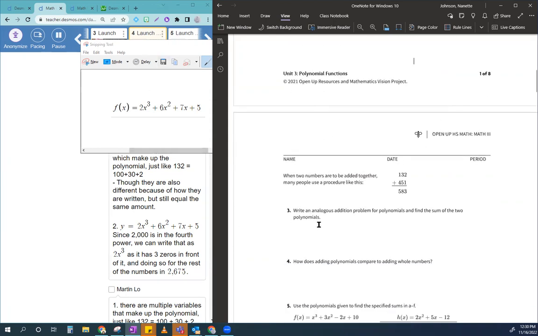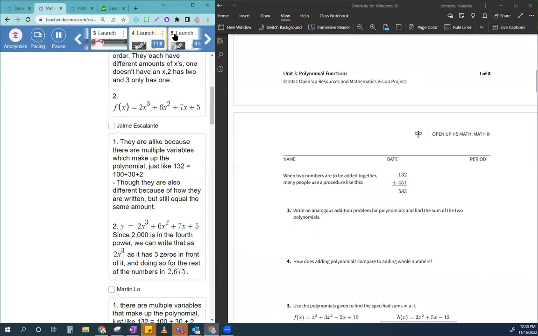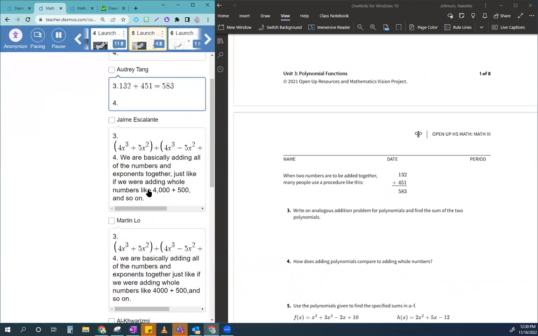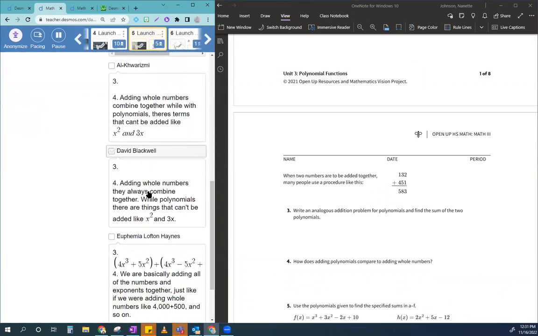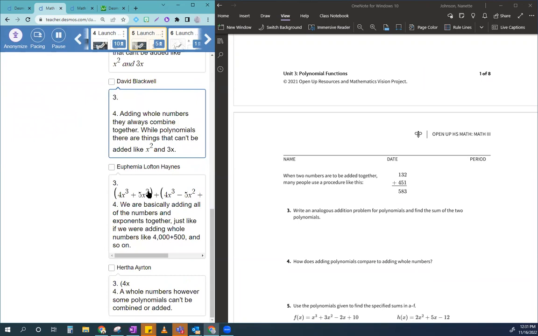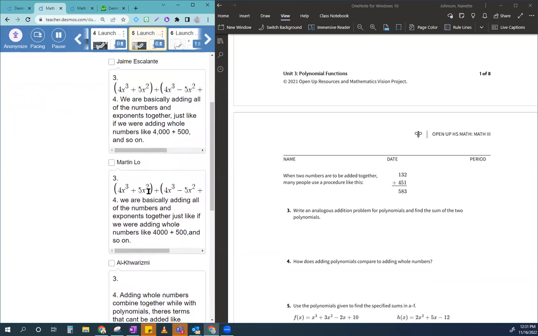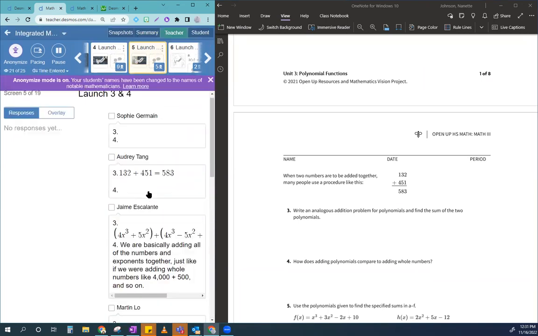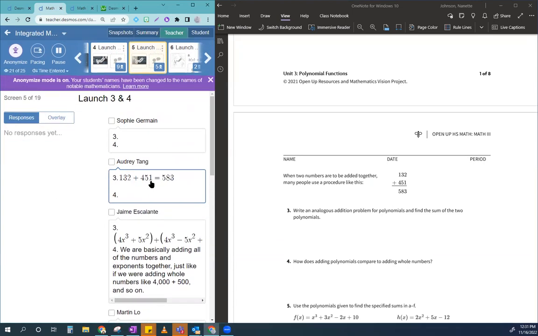It says, write an analogous addition problem for the two polynomials and the sum of their polynomials. So I'm really trying to draw these two together. Do you all see how this is going to go? Then I'm going to move over here and look for my friends who have added these together. I was hoping that someone would add it on top and on bottom, so you really, really saw it. Did anybody do that? No, no one did it.